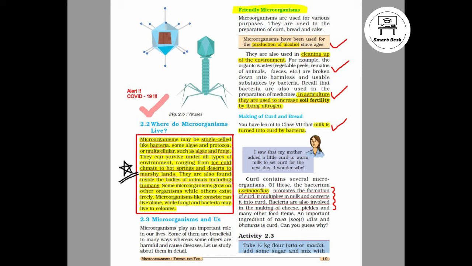The next friendly nature of microorganisms is that milk is turned into curd by the action of bacteria. This is due to the presence of lactobacillus bacteria, which is present in milk, that changes milk into curd, when it is satisfying some conditions.